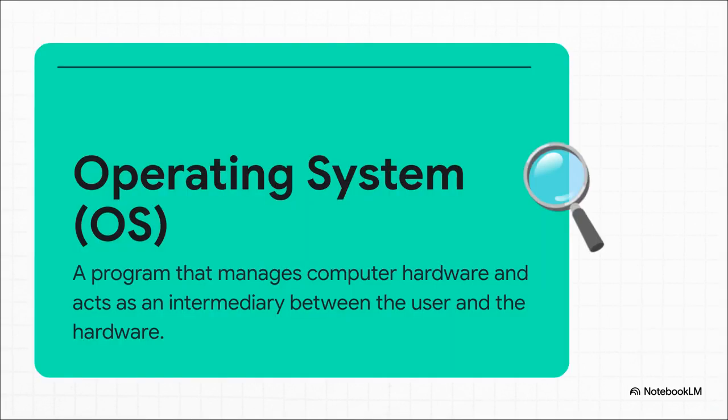So, what is it really? At its core, the OS has two main jobs. First, it's a resource manager. It controls all the physical parts, your CPU, your memory, and decides which program gets to use what and when. And second, it acts as a go-between, creating a nice, stable platform for all your apps to run on, so they don't have to worry about the messy, complicated hardware underneath.